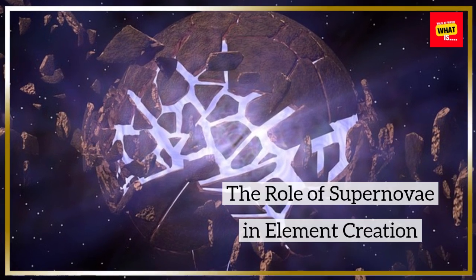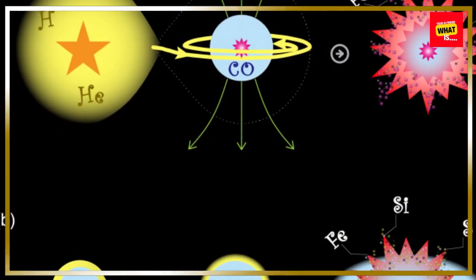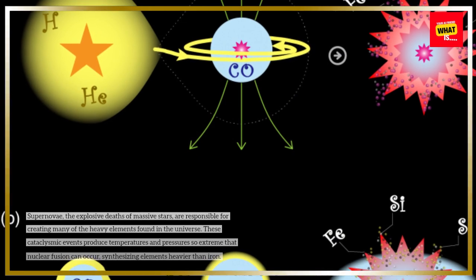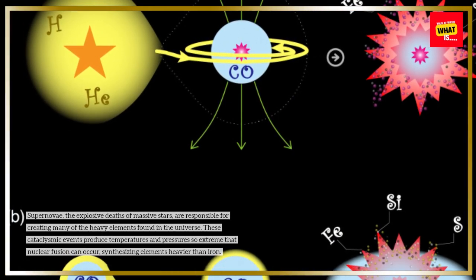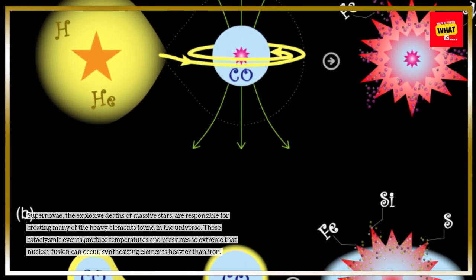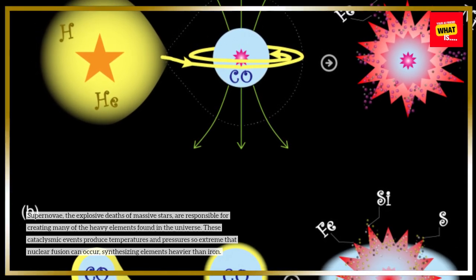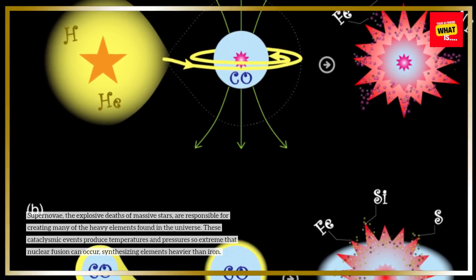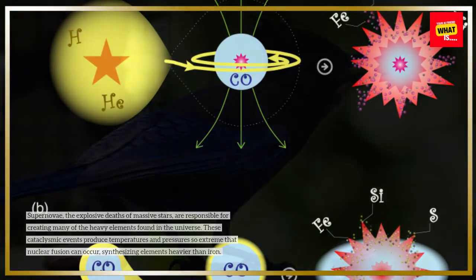The role of supernovae in element creation. Supernovae, the explosive deaths of massive stars, are responsible for creating many of the heavy elements found in the universe. These cataclysmic events produce temperatures and pressures so extreme that nuclear fusion can occur, synthesizing elements heavier than iron.